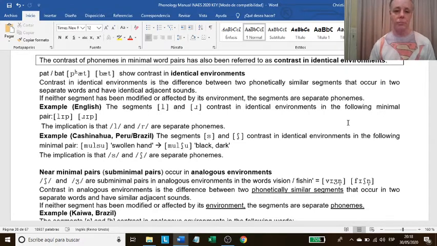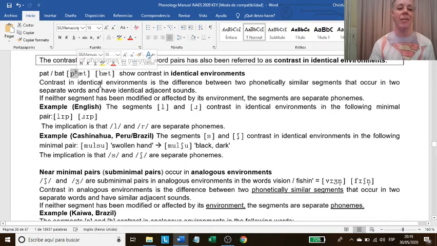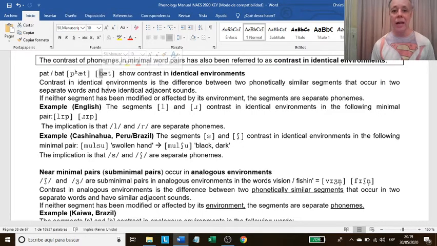Now, it says in identical environments. Why? Look at the example. We have pat and bat. Alright? So, in which environment does the aspirated P occur? At the beginning of the syllable. In which environment does the B occur? At the beginning of the syllable. So there is contrast in identical environments. Okay, and meaning has changed.